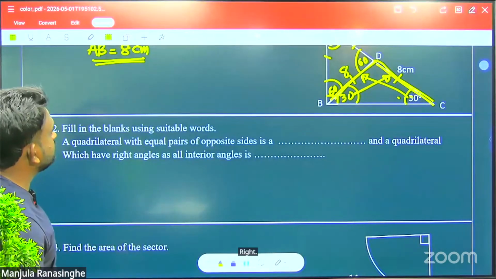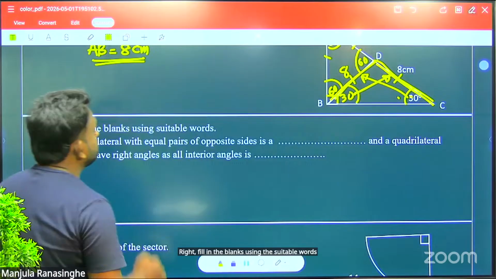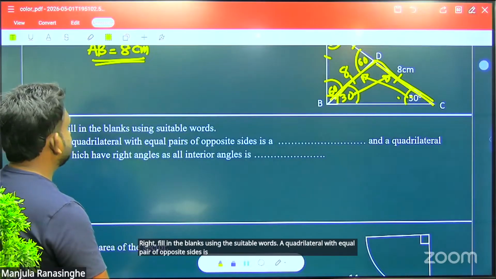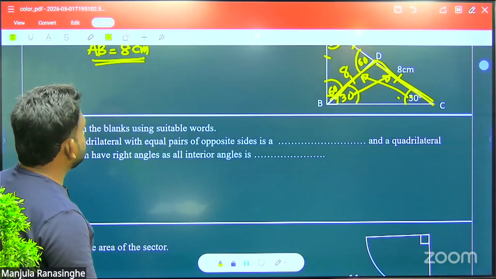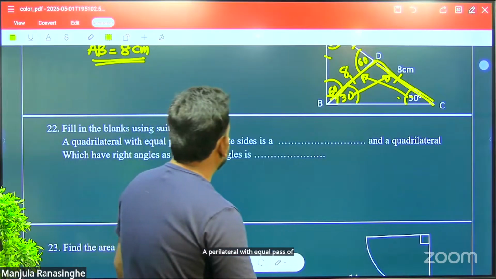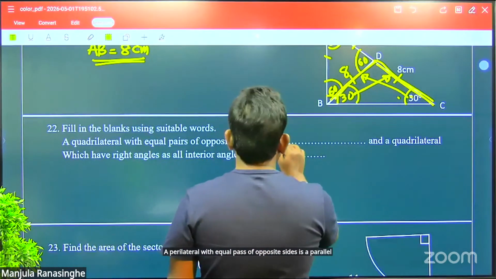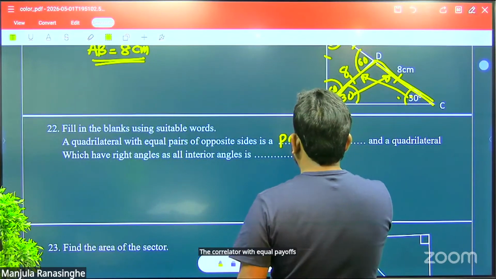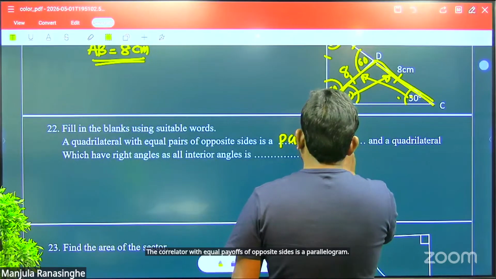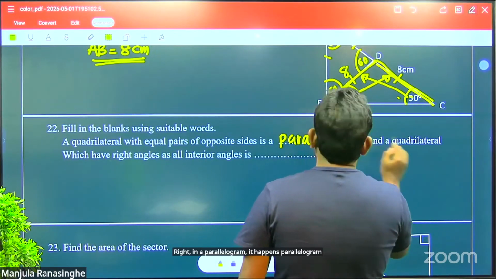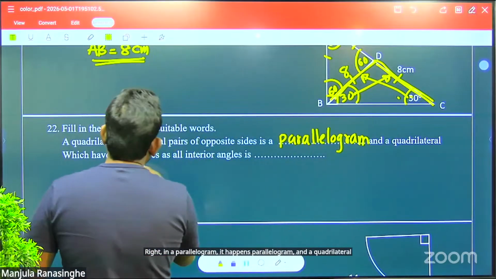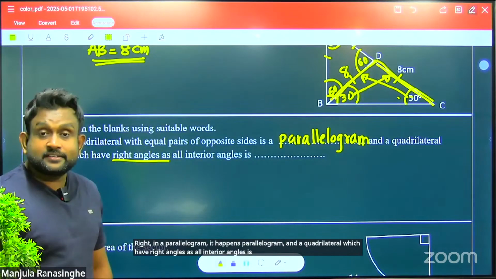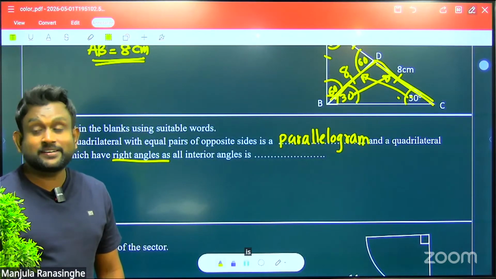Right, fill in the blanks using suitable words. A quadrilateral with equal pairs of opposite sides is a parallelogram. A quadrilateral with equal pairs of opposite sides is a parallelogram. Right, in a parallelogram it happens. And a quadrilateral which has right angles as all interior angles is either a rectangle or a square.